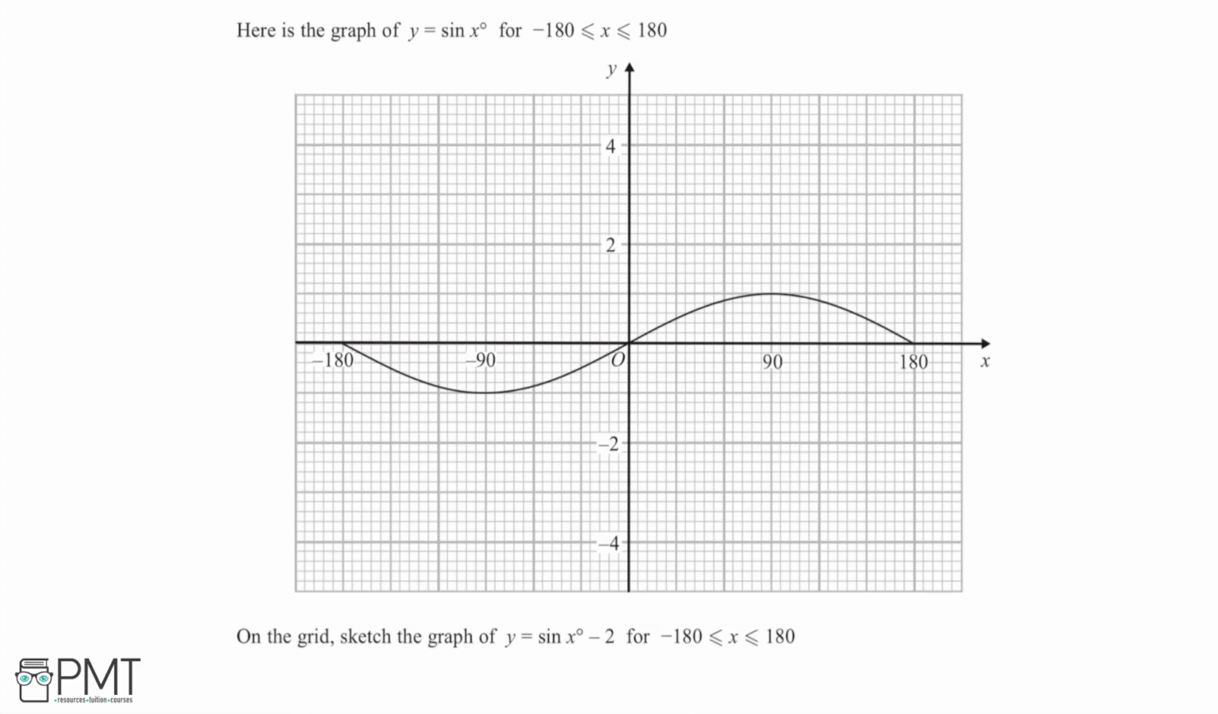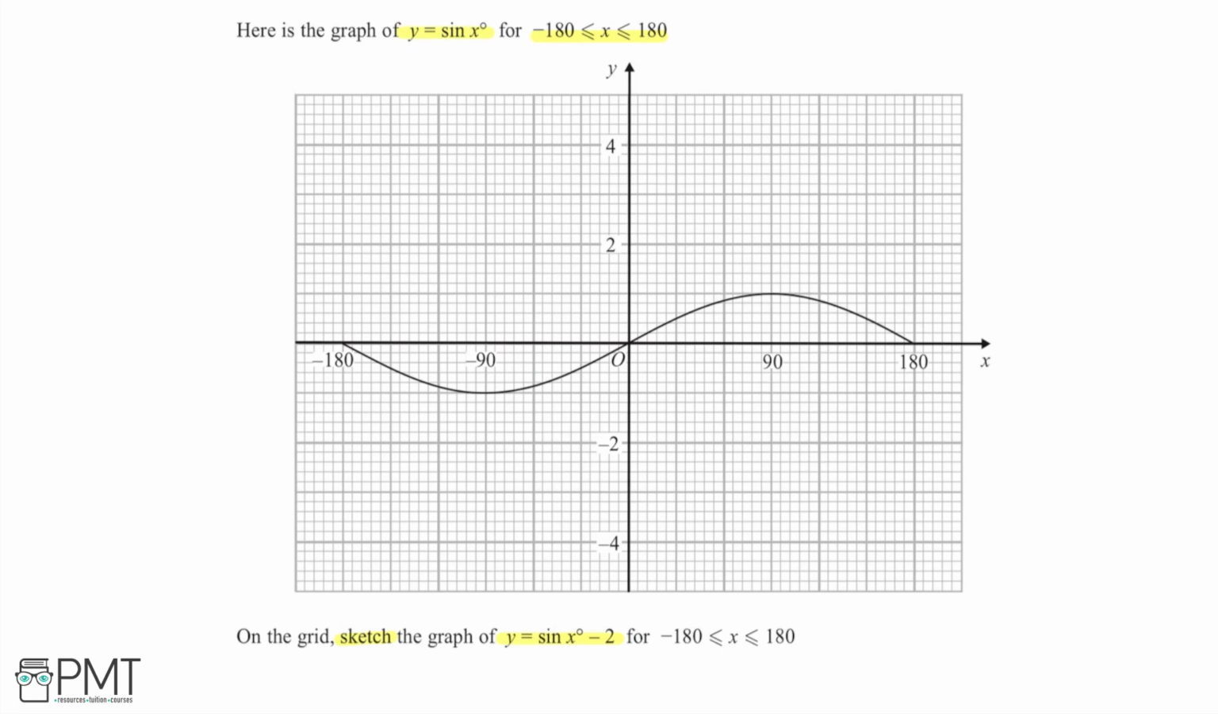So here we have the graph of y equals sine x for values of x between minus 180 and 180. And then we can see that the graph starts there and ends there, between these values of minus 180 and positive 180. There's x values for all of these values in between. And then we're asked to, on the grid, sketch the graph of y equals sine x minus 2 for x values between minus 180 and positive 180.